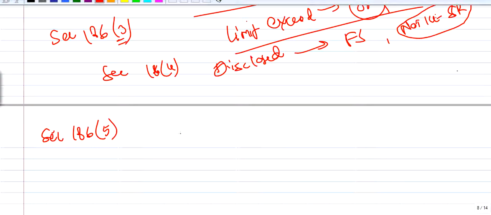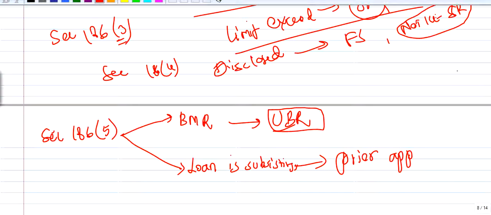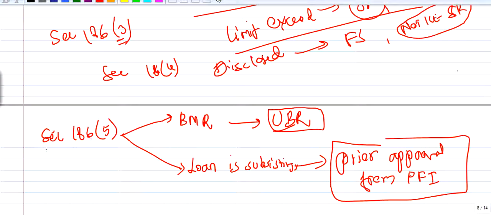This is very important. This has two parts. Board meeting resolution: this should be a unanimous board resolution. Very important, unanimous board resolution. And in case a loan is subsisting, prior approval from the public financial institution is very much required. So as per Section 186 subsection 5, a board resolution is required, a unanimous board resolution.